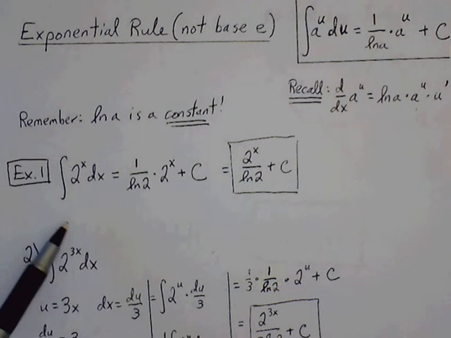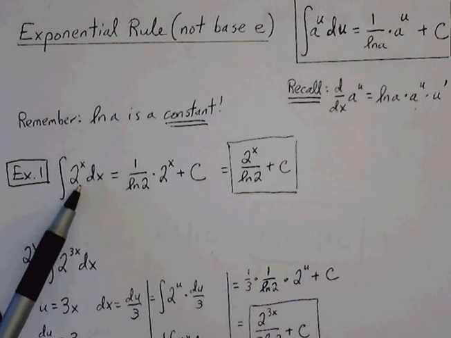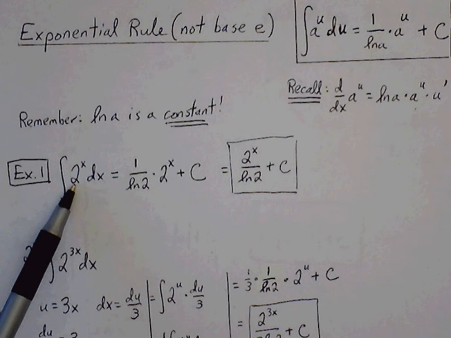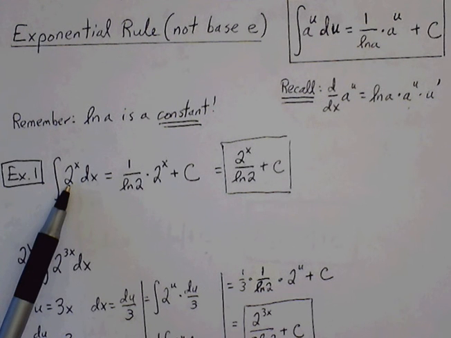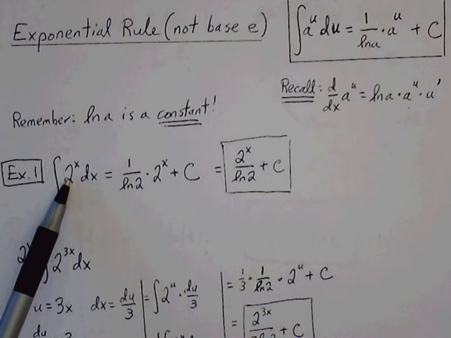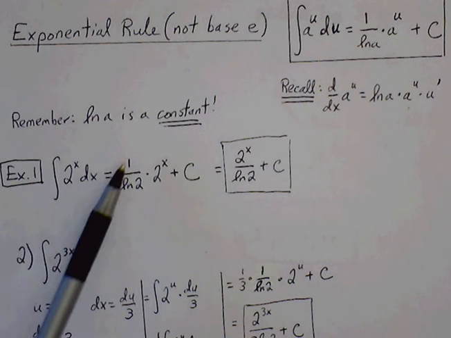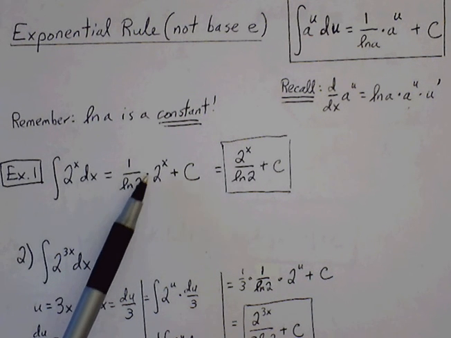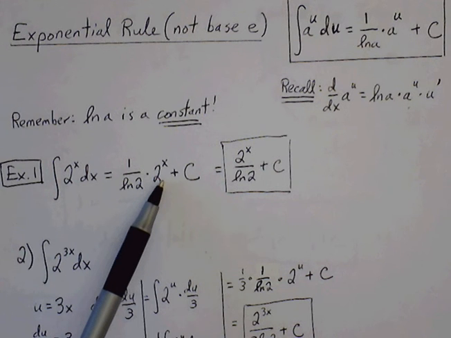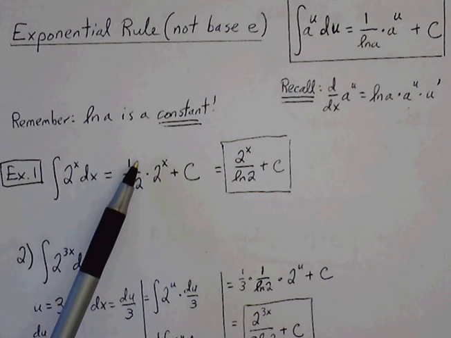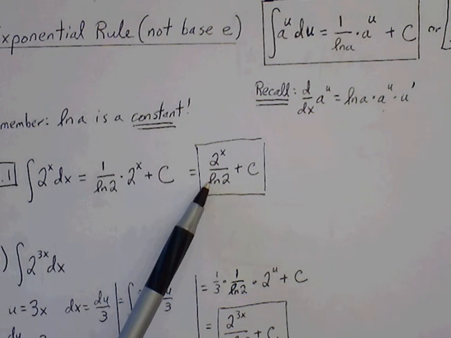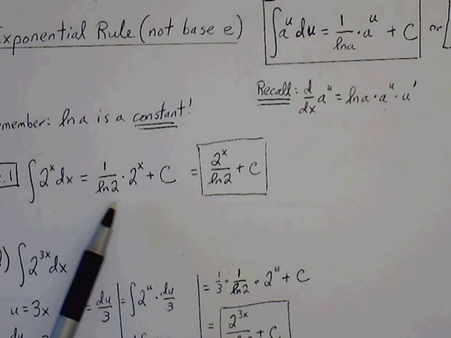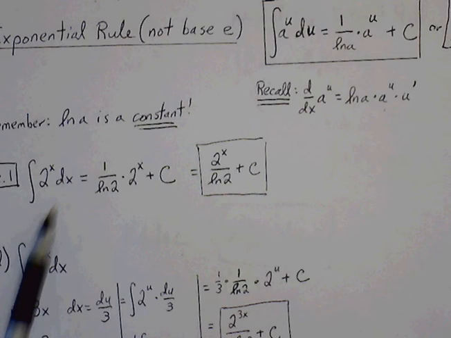All right, let's look at example 1. The integral of 2 to the x. We have to use the rule for a to the u because this is not base e. So the rule is the integral of a to the u is equal to 1 over natural log of a times a to the u plus c. No need to go through u-substitution because this is simply an x, so we just follow the rule. 1 over natural log of a, in this case 2, times the original function, unchanged, plus c. We can also write it as 2 to the x divided by natural log of 2 plus c. Our a value here is this base, the 2.